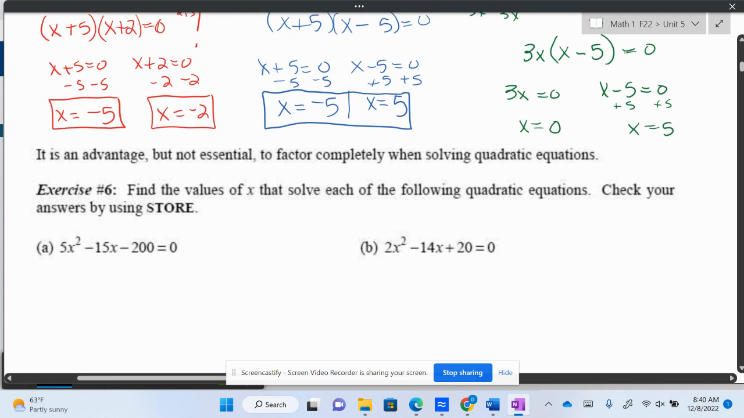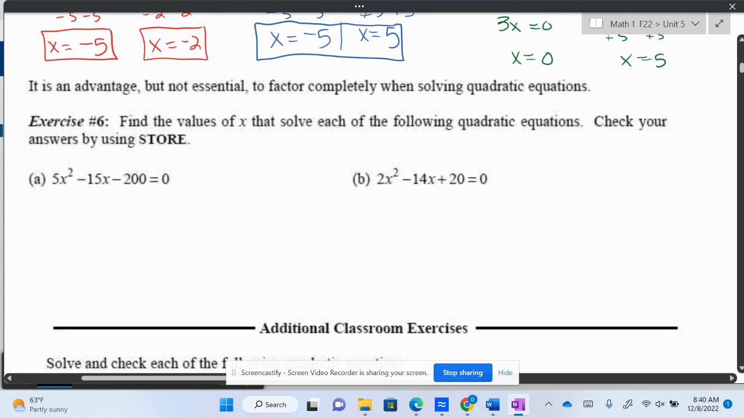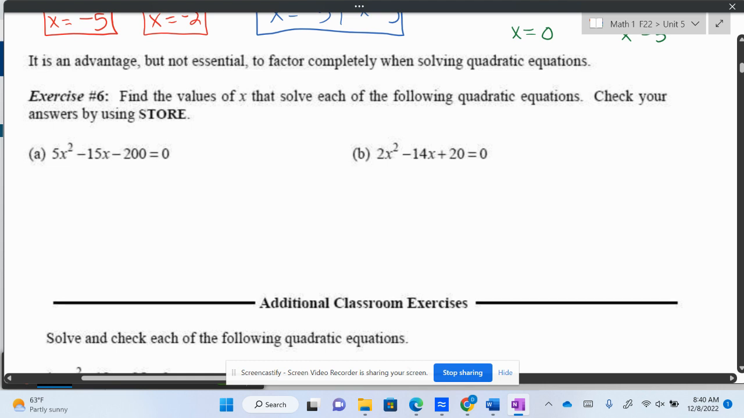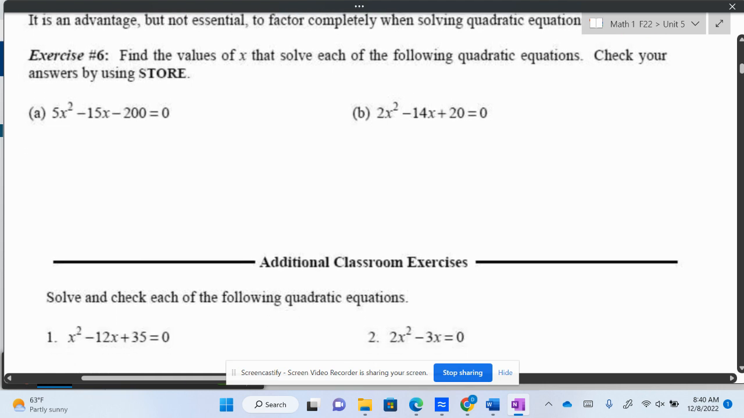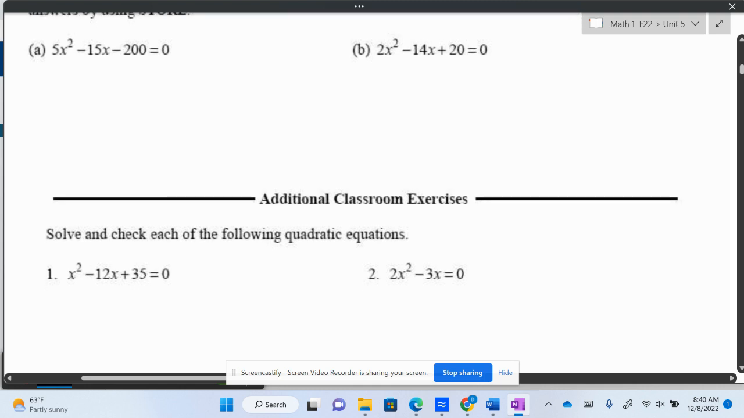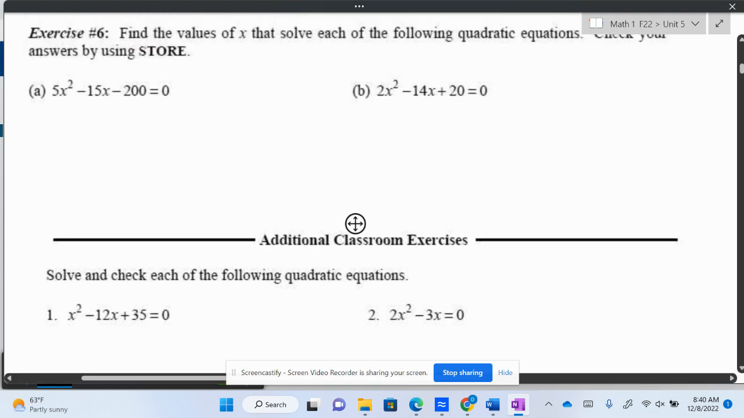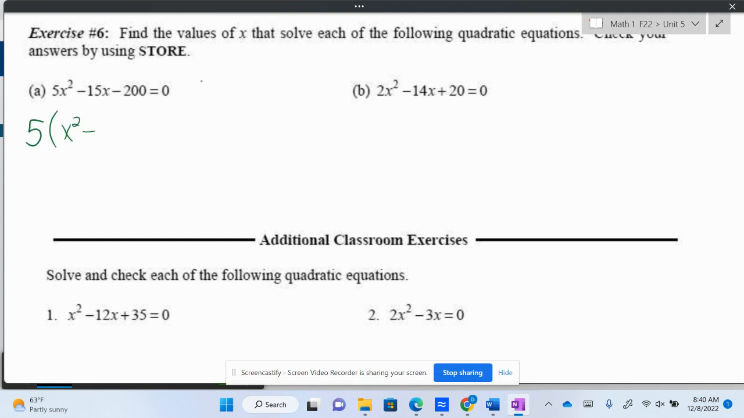All right. It is an advantage, but it is not essential to factor completely when you solve quadratics. So we're going to find the values of x. Well, we're going to factor completely. I don't care what this says. So here we go. What can we take out here? That first one, example A, what does it have? A GCF of 5. If I take out a 5, I'm left with x squared minus 3x minus 40.